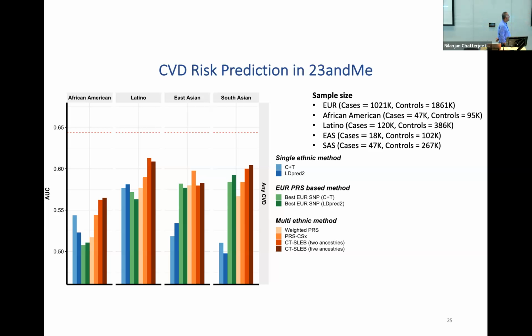For example, in the African population, we do see some advantages of the CT-SLEB method compared to the PRS-CSx. But if you look at the East Asian population, you see that PRS-CSx is doing a little better. So I would say that overall they are comparable, but there are situations where, depending on the trait and the population, one can be better than the other. So there is no universal winner here, and that is the general story.